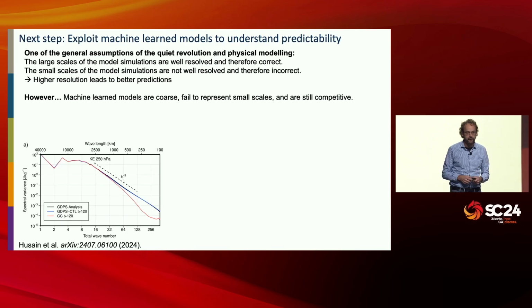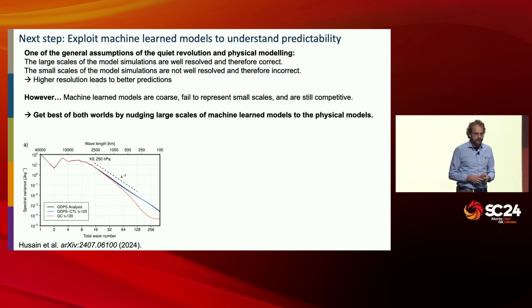However, on the other hand, we know that machine learning models are providing very good predictions in terms of the scores, but they don't really represent the small scales very well, and are not really competitive in that respect, in particular because they lose this small-scale feature over time, so the spectra is actually changing over time as you run your forecast.